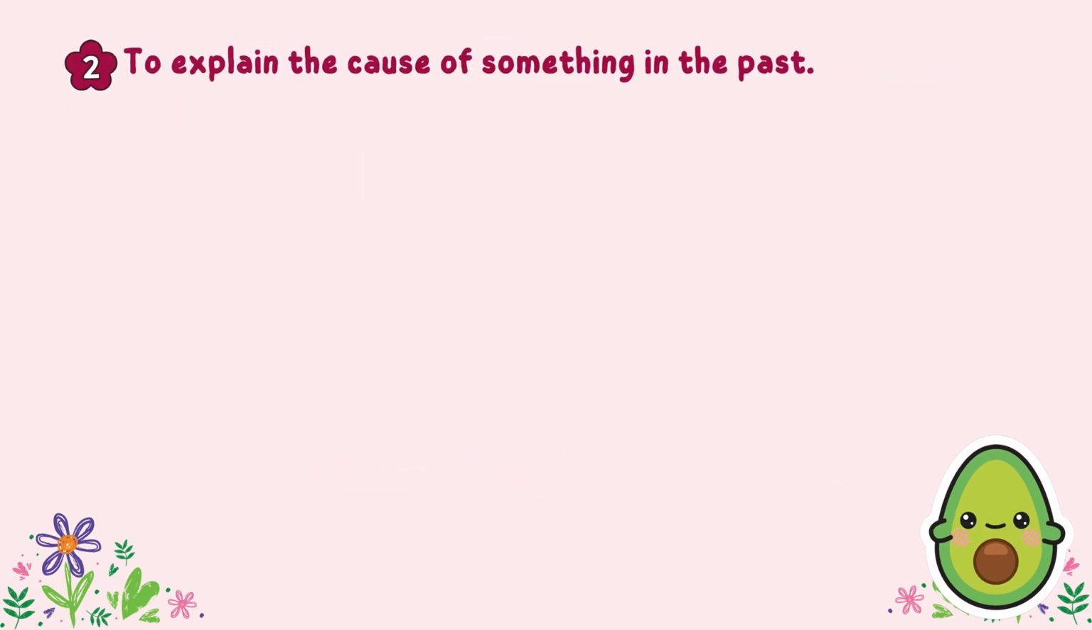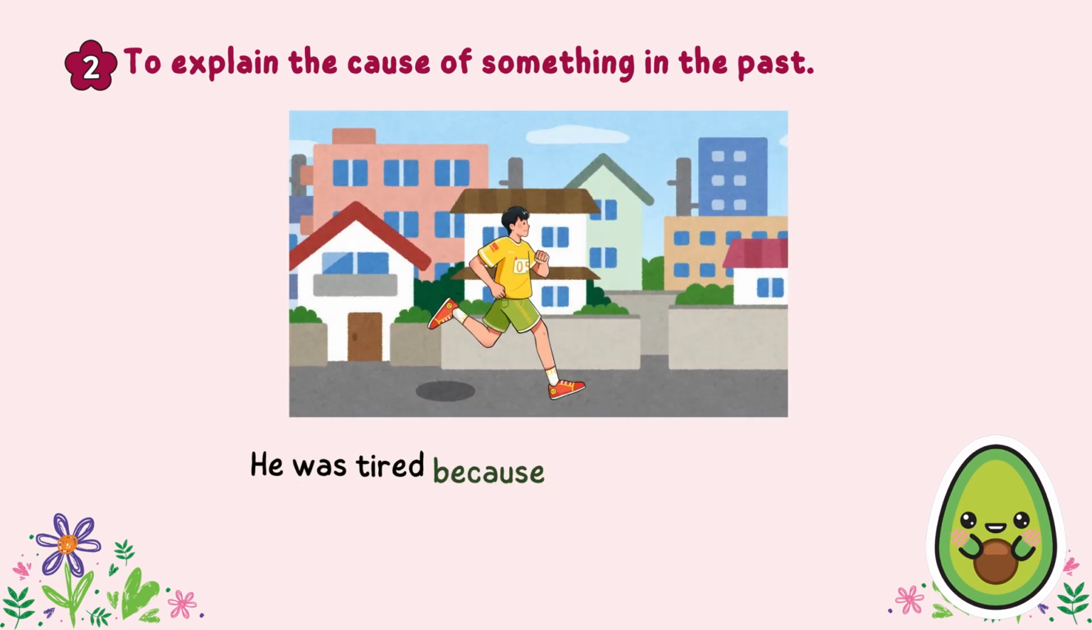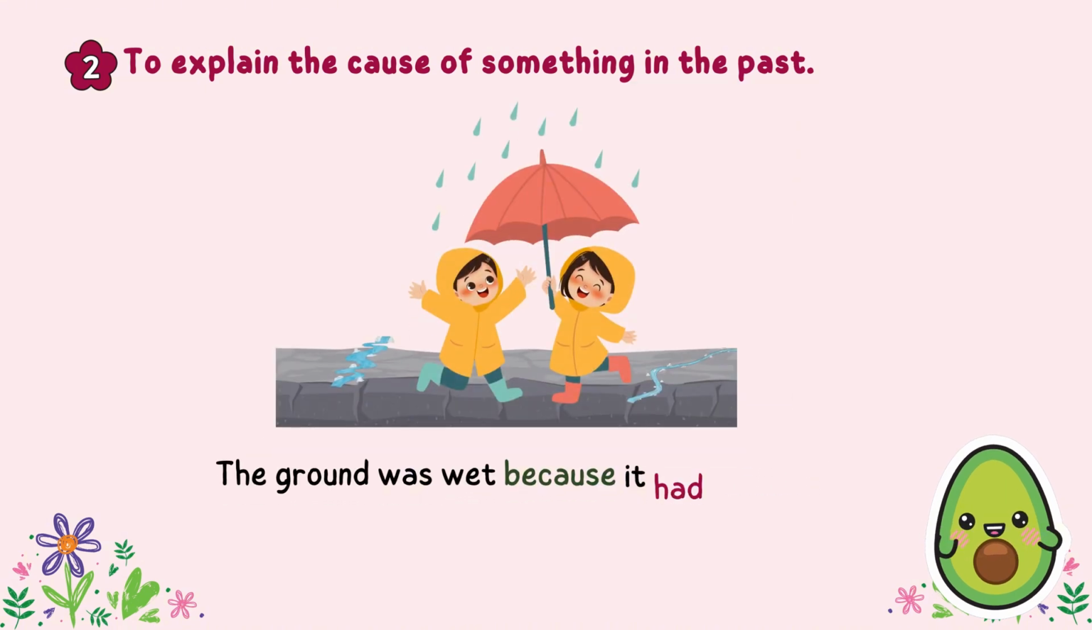2. To explain the cause of something in the past. Examples: he was tired because he had been running. The ground was wet because it had been raining.